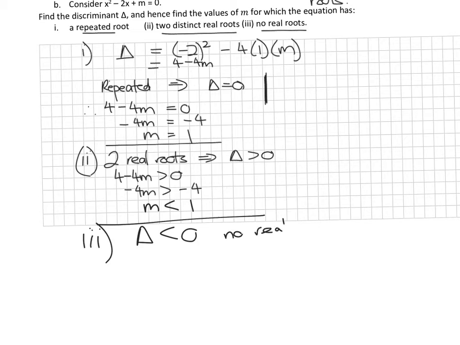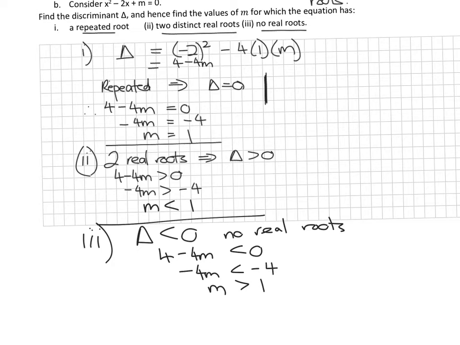And you just write that, no real roots. So the discriminant is 4 take 4m. When that's less than 0, negative 4m is less than negative 4, and therefore m is greater than 1. How do I know that m is greater than 1? Well, I divided by negative 4 on both sides, and because I'm dividing by a negative, I have to reverse the inequality sign. So that's where that comes from.